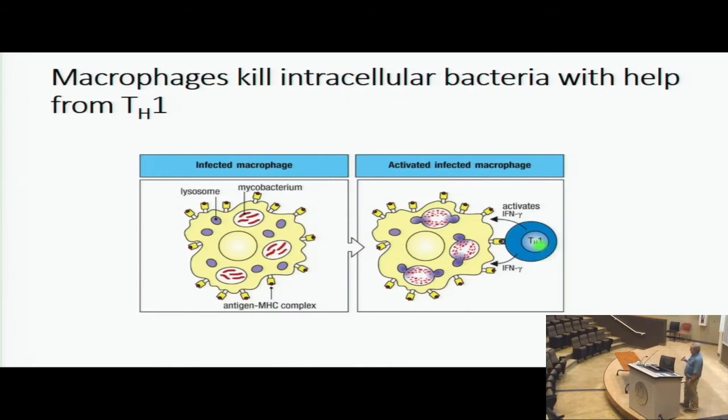That T cell will be a Th1 helper cell, and that will recognize the antigen displayed on the surface in the context of class 2. It releases gamma interferon, and that allows that macrophage to kill the intracellular bacteria. Okay, so macrophages need to express class II because they need help from helper T cells to kill the intracellular bacteria.